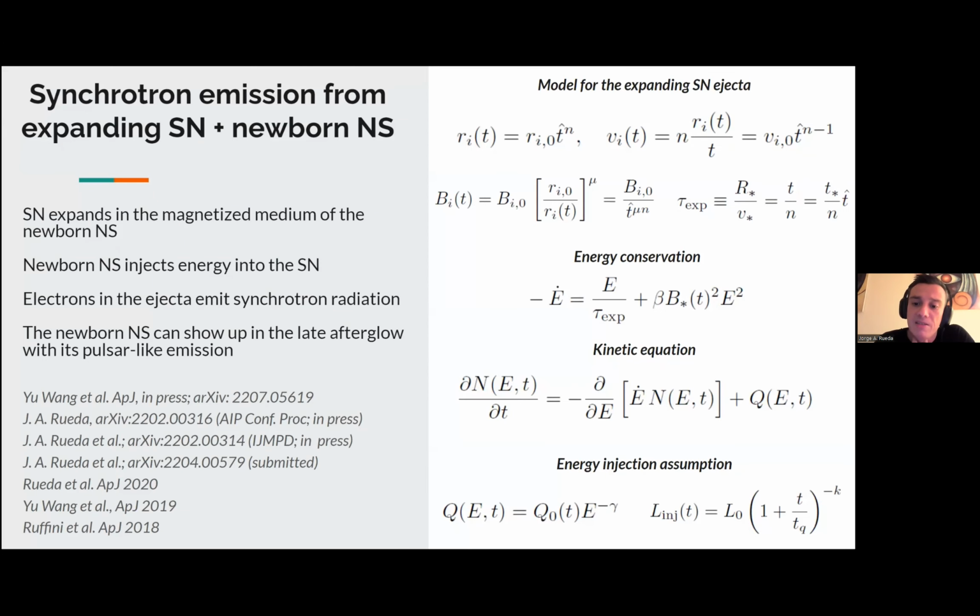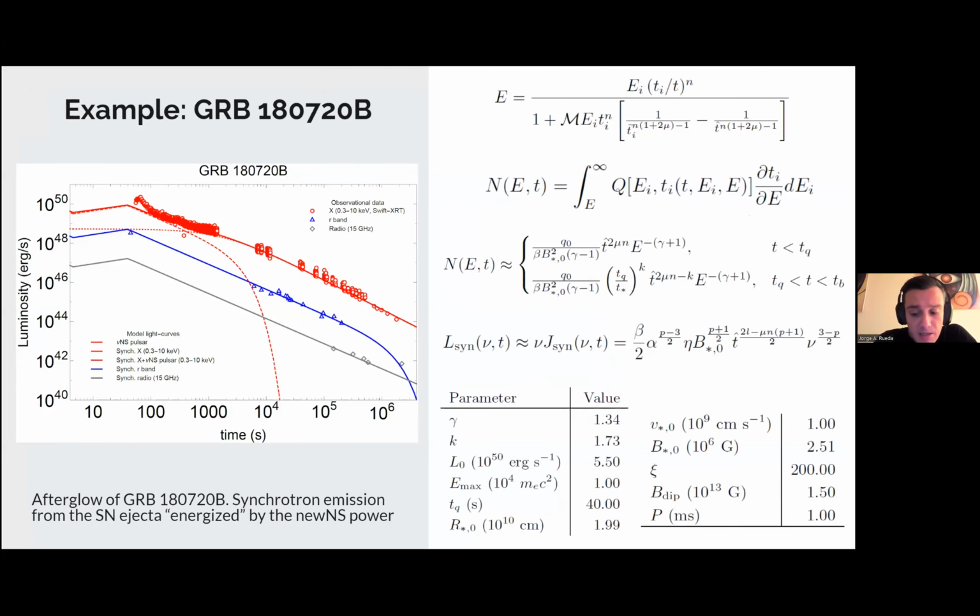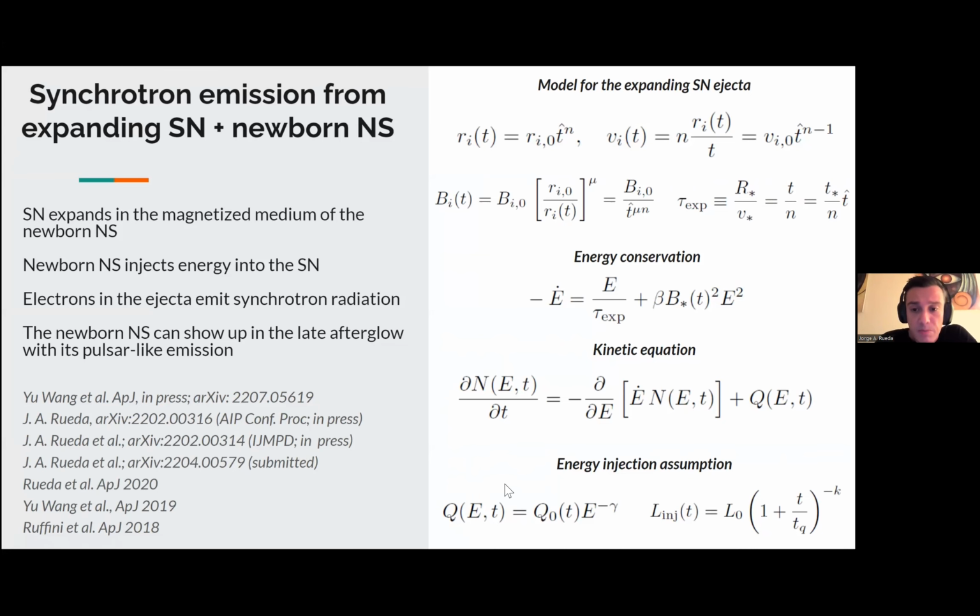Well, I would like to end with the afterglow. Give me, please, just a few moments to show you the concept. The multiwavelength afterglow, I mean the X-ray, optical and radio emission of the afterglow, is synchrotron emission of the expanding supernova in the magnetized medium of the newborn neutron star. So you get the electrons in the ejecta emitting synchrotron radiation, and the newborn neutron star also injects energy into this. We have an analytic treatment of that, which you can see in these papers here.